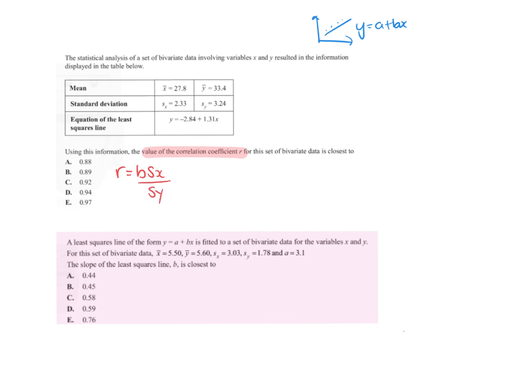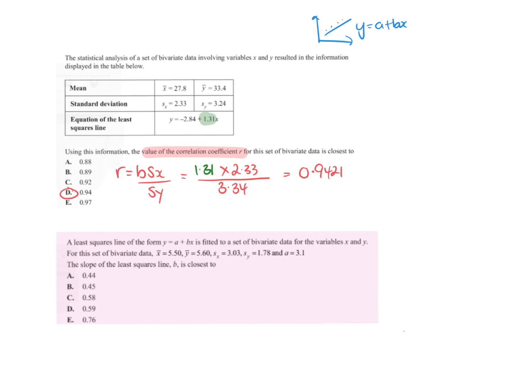And it was this. So I've got to find the R value. Now they've given me the B value in the equation. There's the B value. So we've got 1.31, and then it's times the standard deviation of x, which is 2.33, over the standard deviation of y, which is 3.24, and I get 0.9421, so D is my answer for that one.